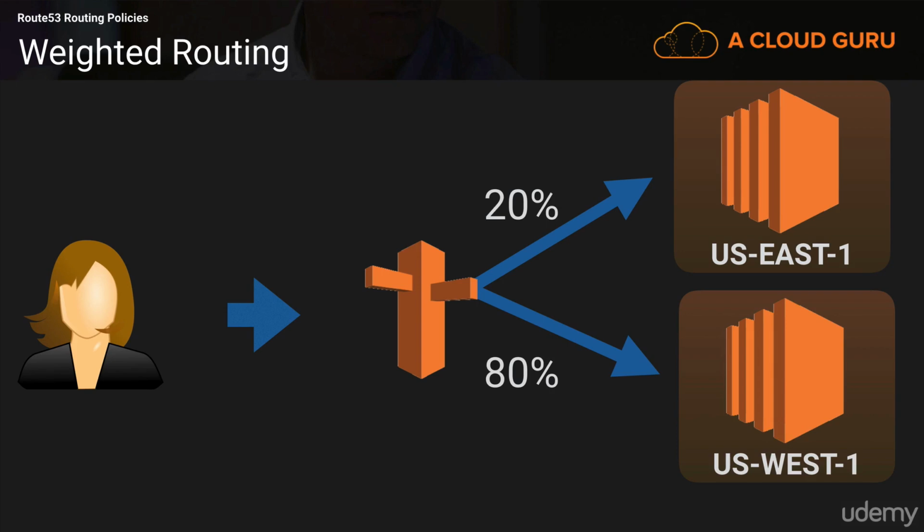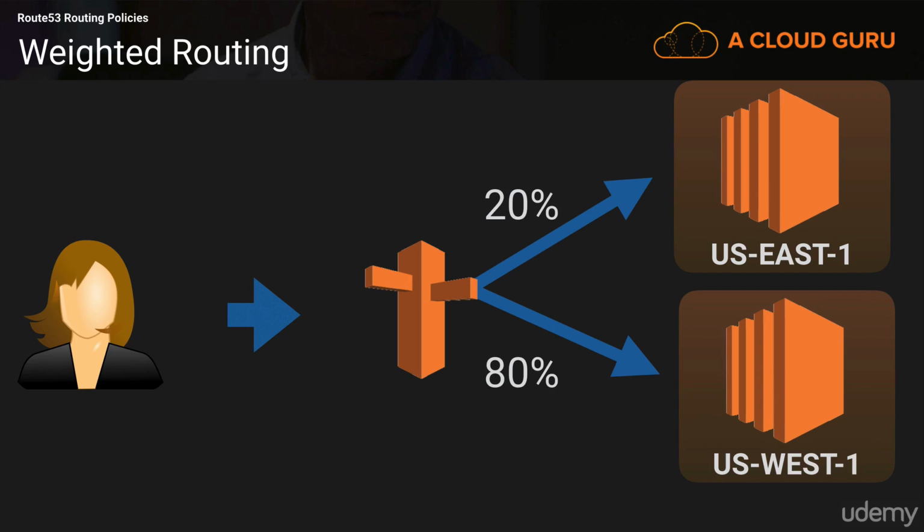And where would you actually use this? Well, apart from splitting your traffic regionally, maybe you're rolling out a new version of your website and you're trying to do some A and B testing. So you want to see whether or not the users like your new website, but you only want to test it on 10% of your user base before you make this your production website.